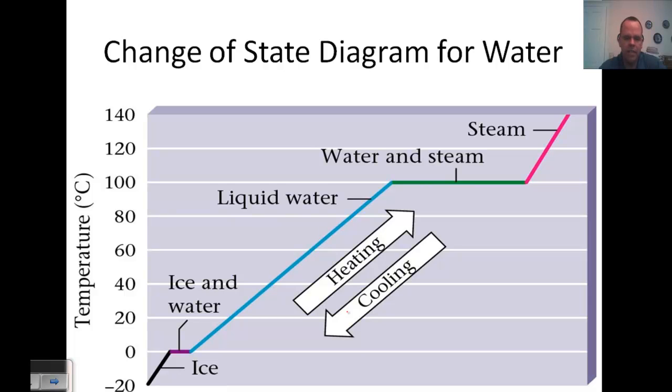The slope of those lines is based on the specific heat of ice versus water versus steam. The length of the purple and green lines is based on the fact that it takes a lot more energy to change from liquid to gas than it does to change from solid to liquid. Solid to liquid, all we're doing is weakening the intermolecular forces, allowing the particles to move a little bit further apart. Going from liquid to gas, we have to completely separate the particles and get rid of all the intermolecular forces.